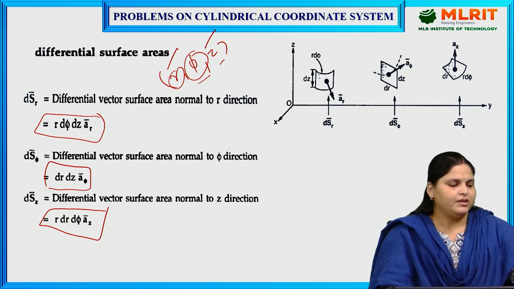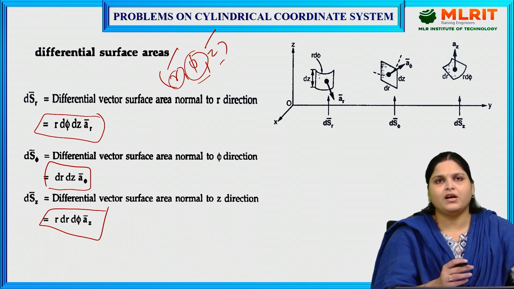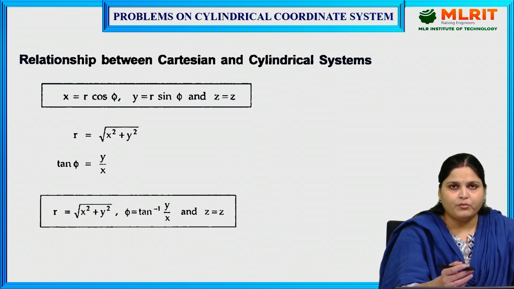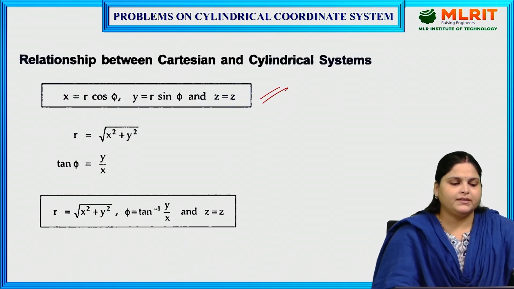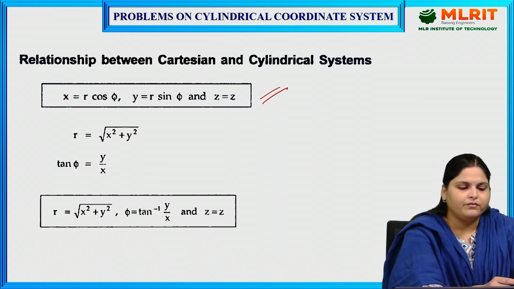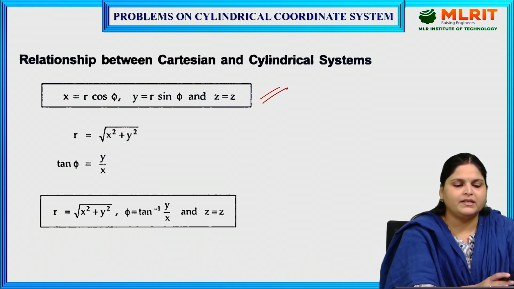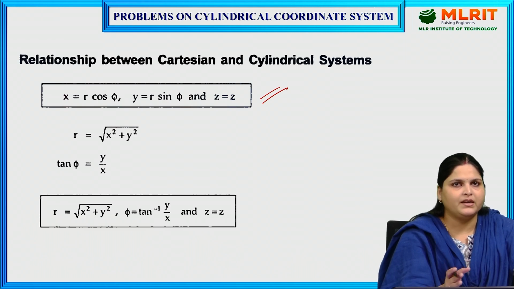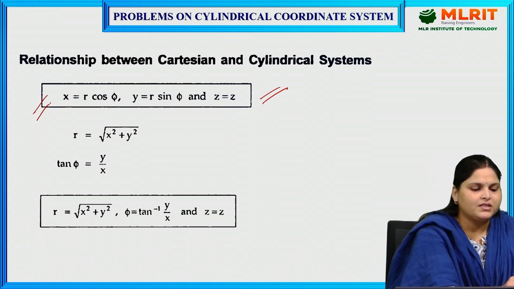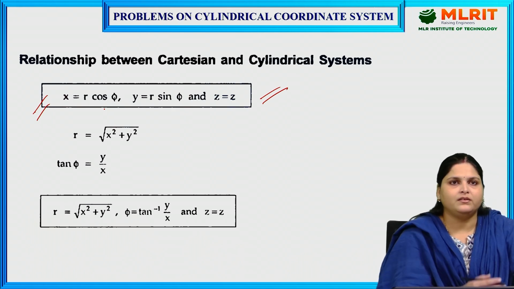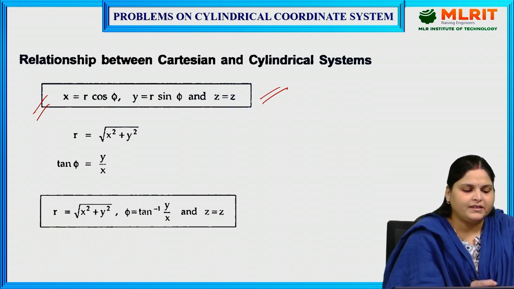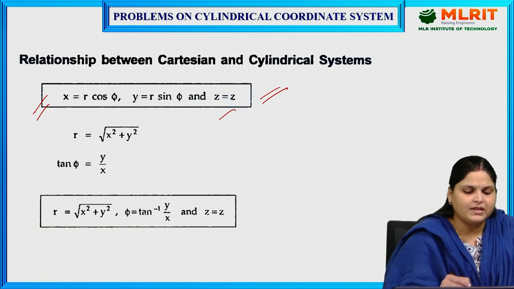So this was a summary of the formulas of cylindrical coordinate system. Okay. Two to three more formulas are there which may be required for the problems. We can also convert Cartesian system to cylindrical system and vice versa. Suppose x, y, z is given and we need to find out phi, r and z. So we can use these formulas and these formulas.